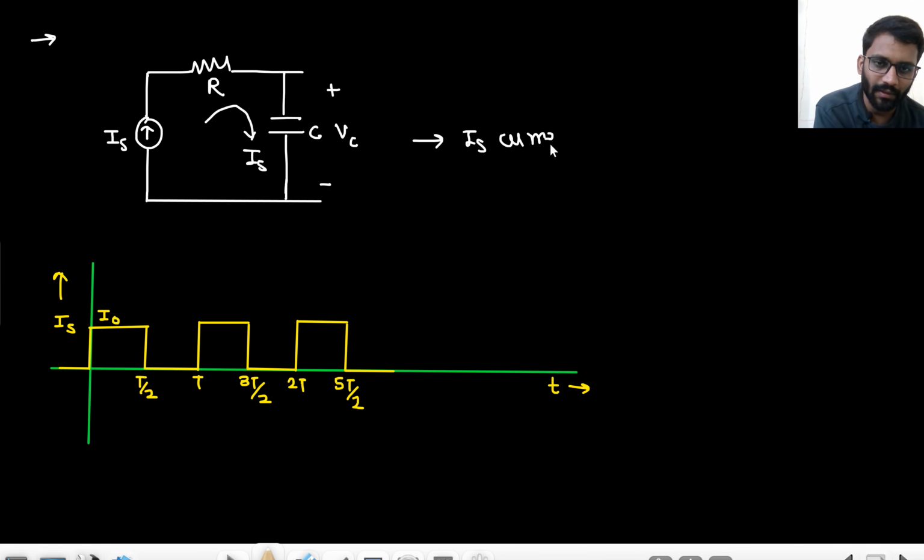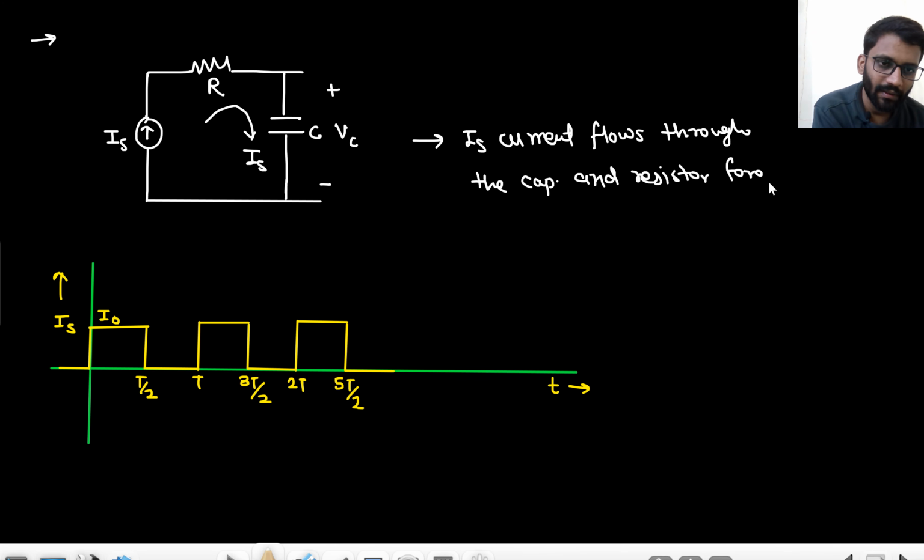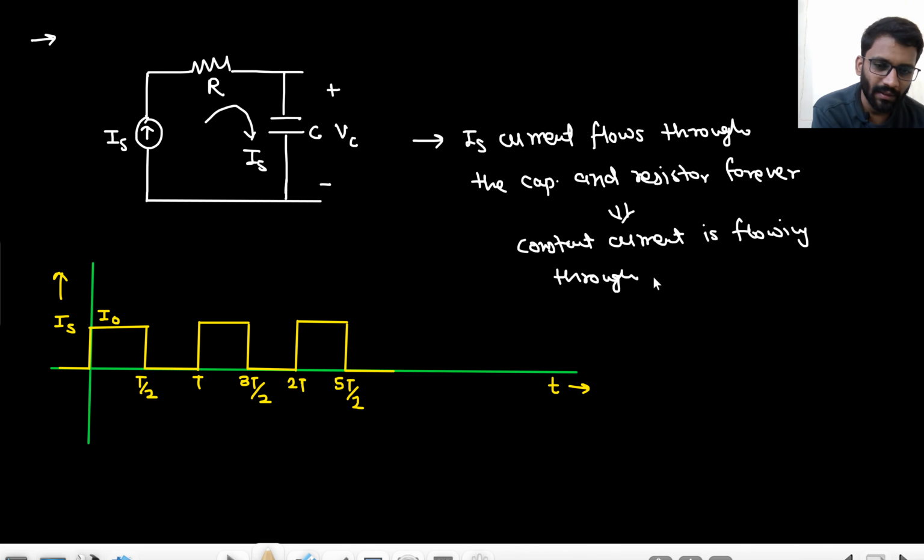IS current flows through the capacitor and resistor forever. That means what? Constant current is flowing through the capacitor. So what will be VC(t)?